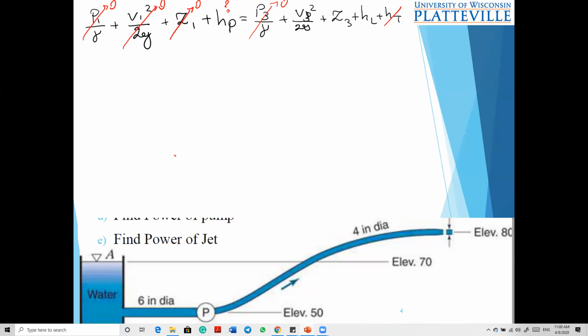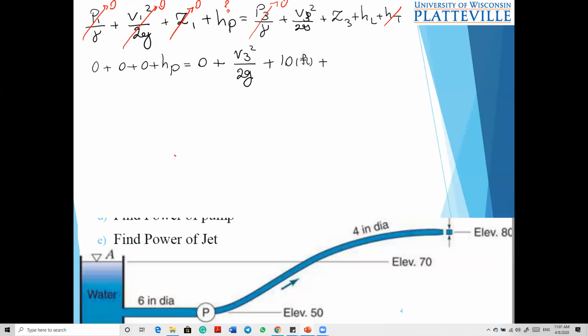All right, let's see what we have and what we don't have. It's 0 plus 0 plus 0 plus head pump equals 0 plus velocity at 3 squared over 2g plus elevation, which is 10 feet, plus head loss. What is the head loss? It says for 6-inch diameter, we have some head loss. For 4-inch diameter, we have another head loss.